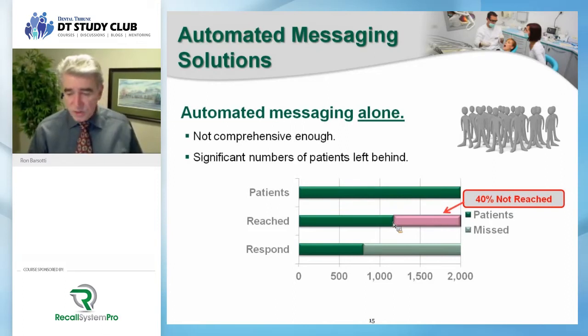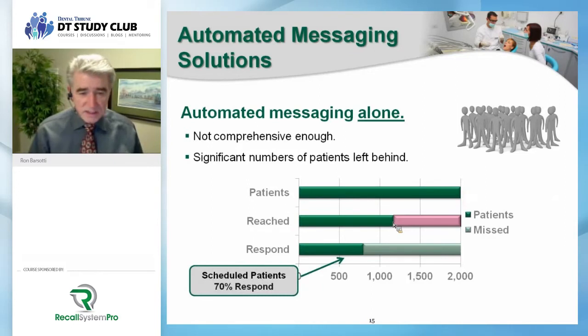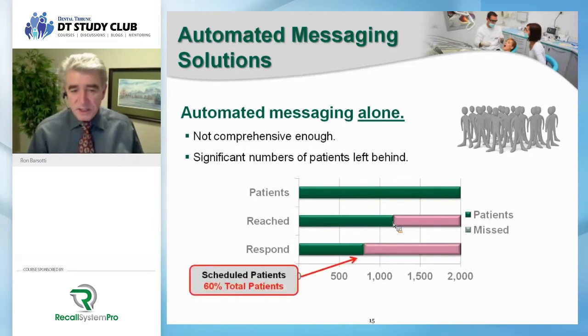Where automated messaging starts to become a problem is in terms of confirming scheduled patients. What we know is that approximately 70% of scheduled patients respond to automated messaging. And again, it's of great value that we can reach patients with automated messaging, but approximately 60% of your total patients are not reached or do not respond to automated messaging as far as confirming their appointments. And that can result in high levels of openings and cancellations, and many practices are taking other action to confirm those patients outside of automated messaging, which we certainly recommend.